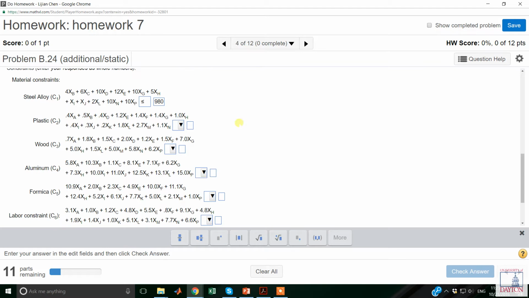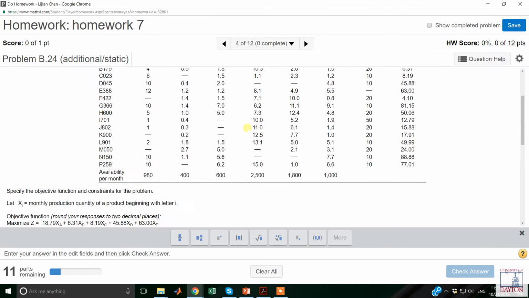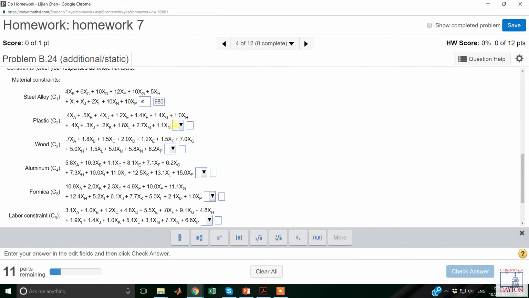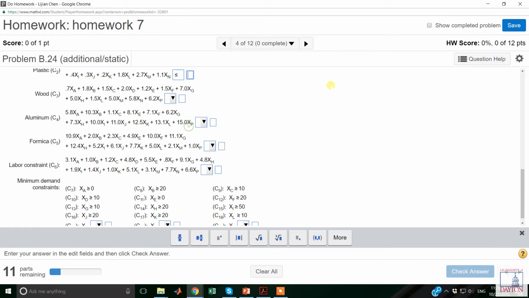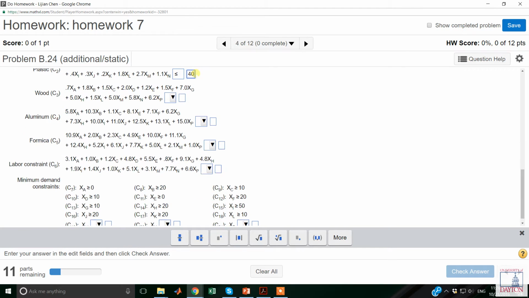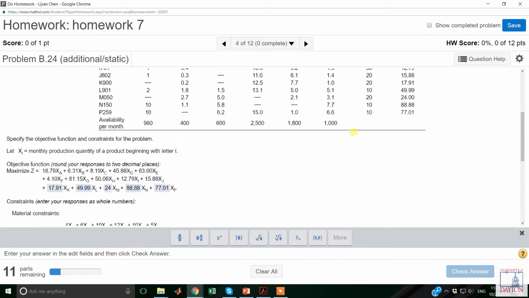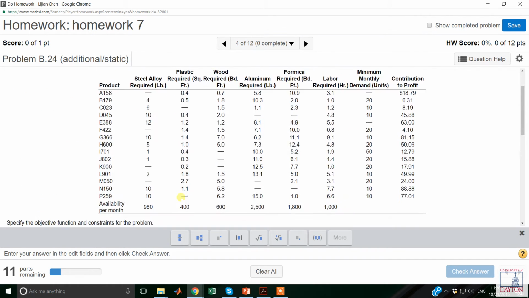All right. The second one is plastics. In plastics, we have 400 units. So this one should be less than 400 units. We can keep on moving and go all the way down, so XM, XN, and XP. For all these things, we should be able to input it, and also read the problem.